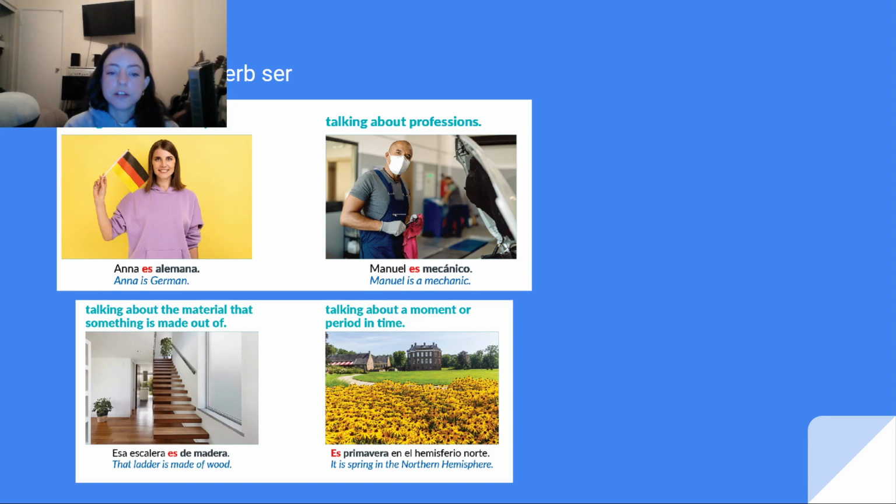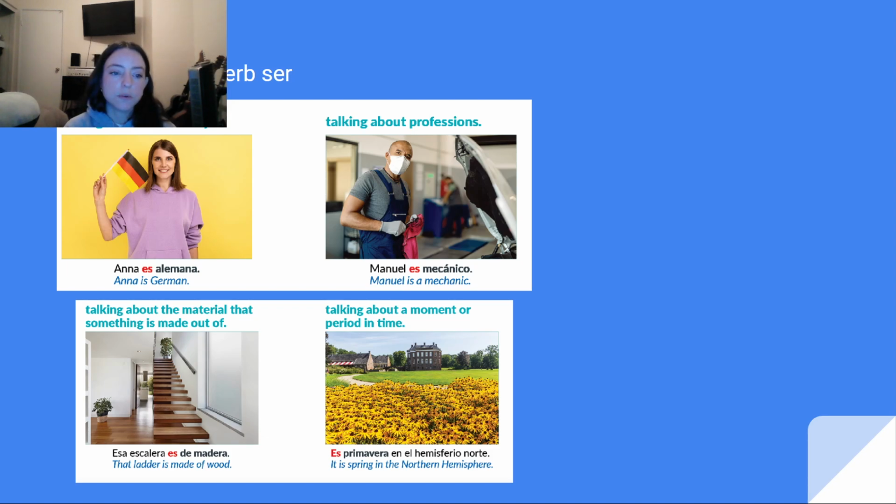So we want to differentiate between when we're using ser versus when we're using estar. When we use the verb ser, we use it when we're talking about nationality. An example of this is Ana es alemana. Ana is German. We use the verb ser when we're talking about professions. So Manuel es mecánico. Manuel is a mechanic.